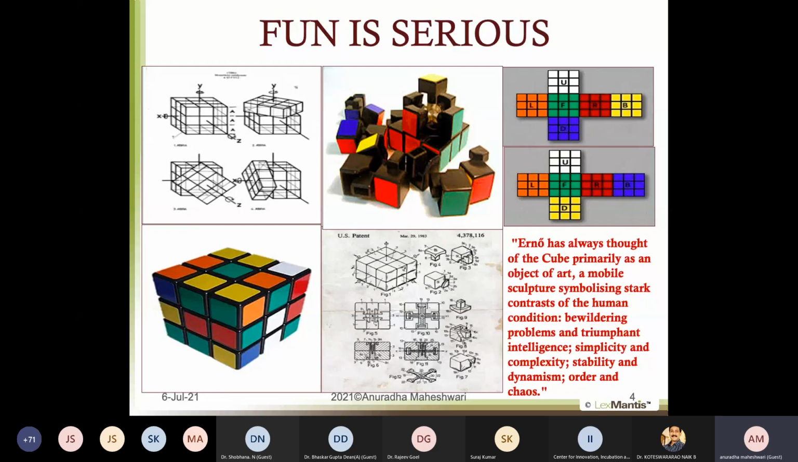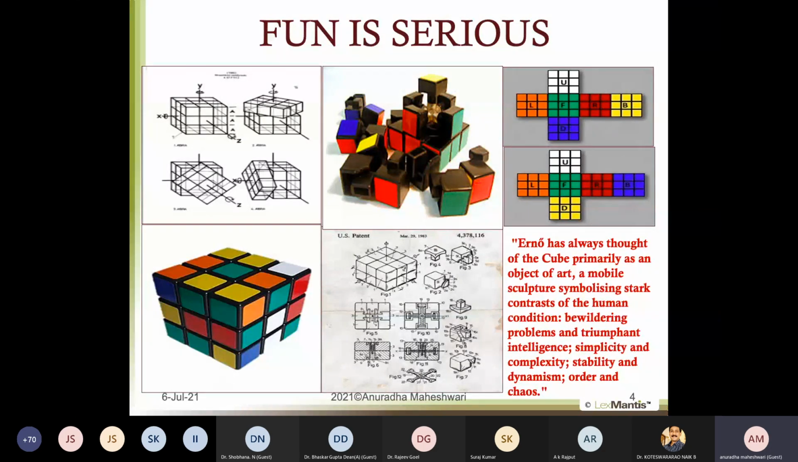A straightforward picture of the Rubik's Cube looks very simple until you start working on it, and then you realize, oh my God, it's so complex. We have to match and get all the colors uniform. So there was this bewildering contrast in the Rubik's Cube. So many contrasts: simplicity versus complexity, stability or staticness versus dynamism, order versus chaos.